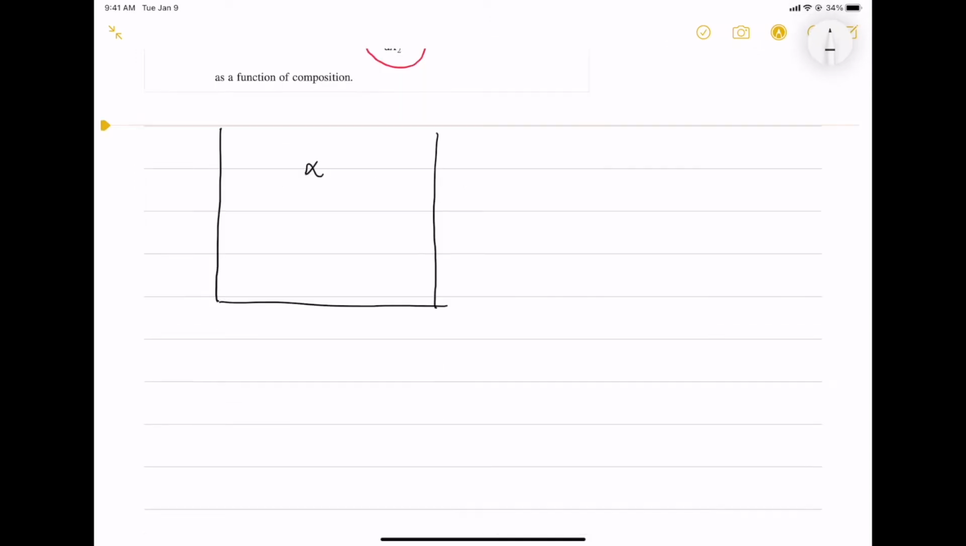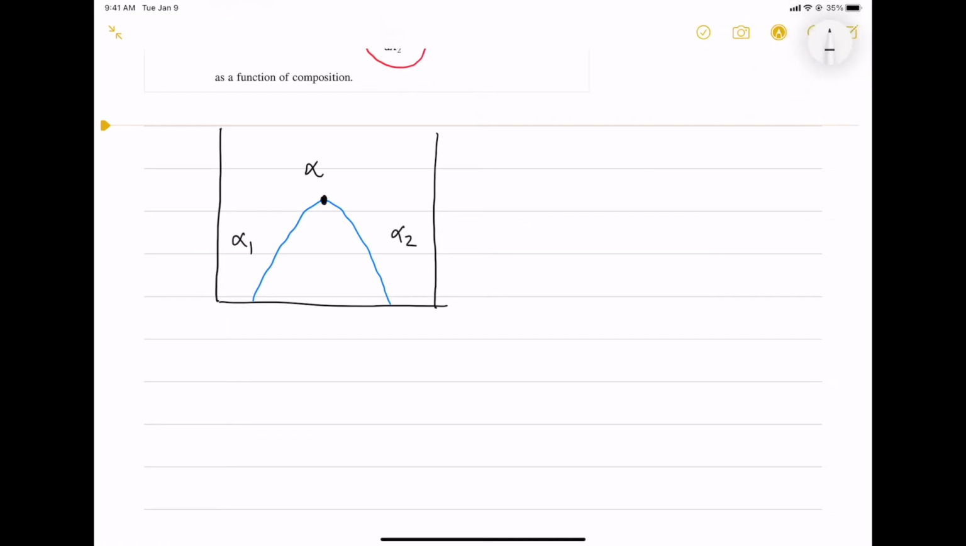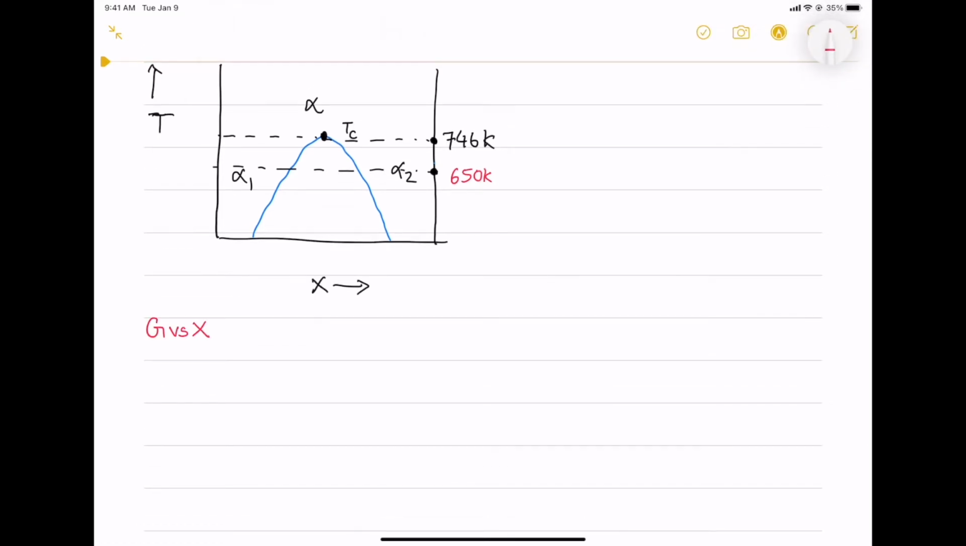So if you draw the miscibility gap phase diagram, we have alpha phase which splits into two phases, alpha 1 and alpha 2, and this is a T versus X phase diagram. We have the critical temperature at 746 Kelvin. Now we need to measure the results at 650 Kelvin, the spinodal limits.